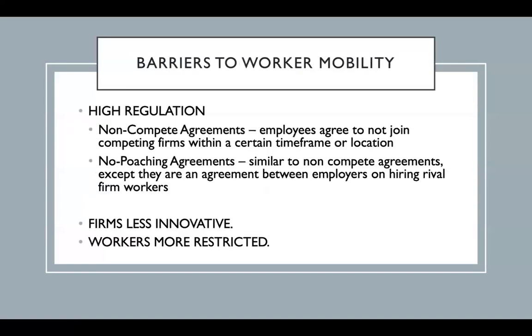Barriers to work mobility may be behind the declining productivity levels. Countries with high regulation may see low reallocation for workers, which can then lead to lower output levels. Examples of this regulation include non-compete and no poaching agreements.